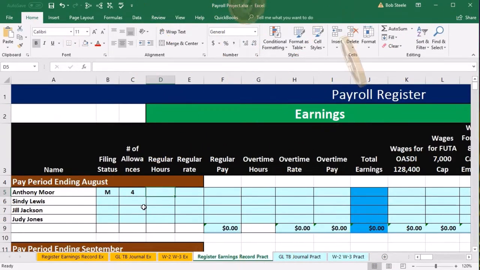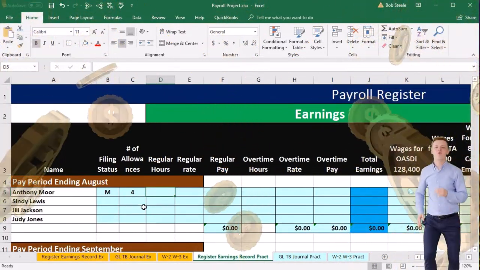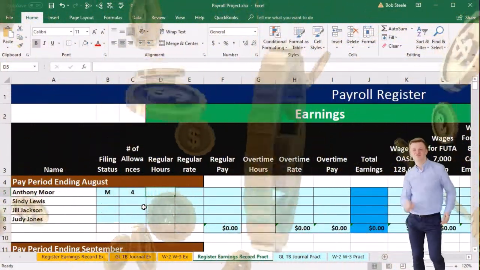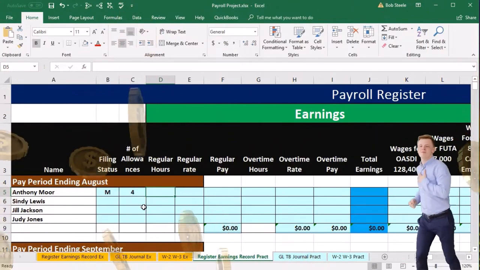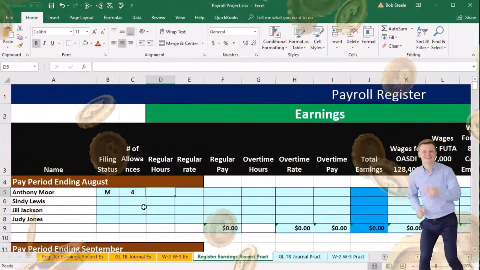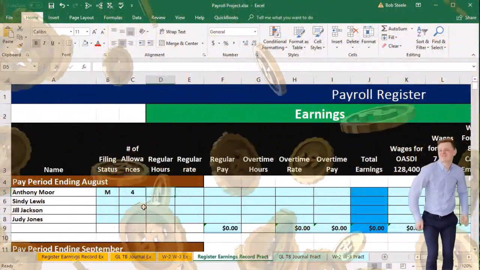Then we're going to have the regular pay hours. This is going to be the number of hours. We would need to calculate this somehow in practice. Maybe we have a time clock calculating it, where someone has to punch in and out of the time clock and track the hours in some format. We're doing this on a monthly basis, note here.